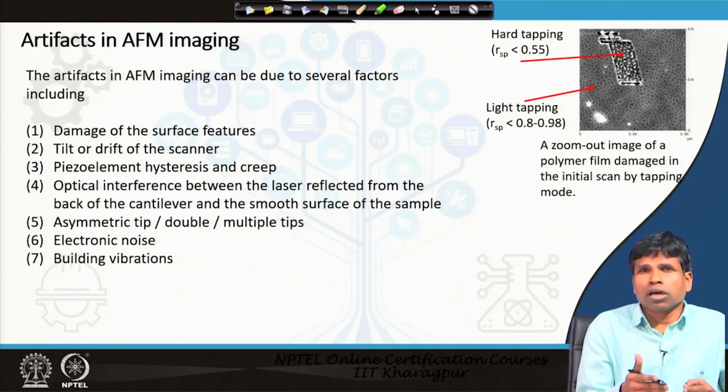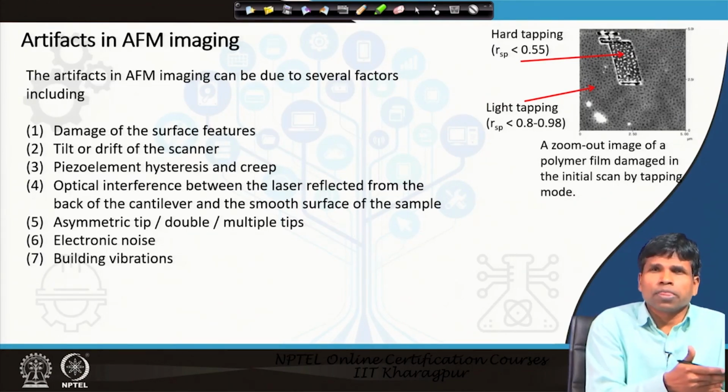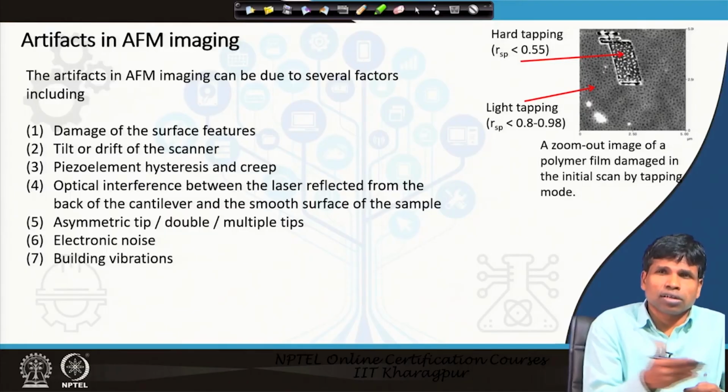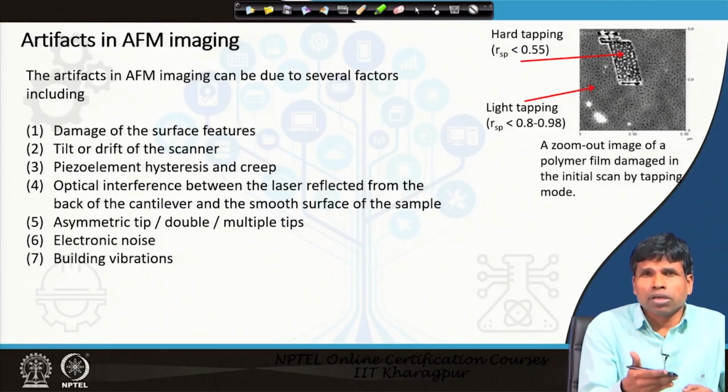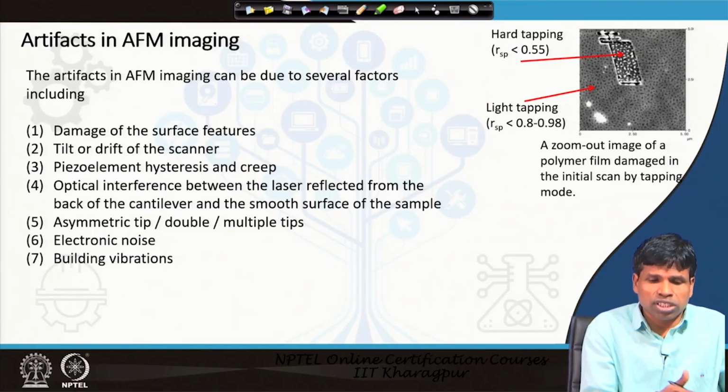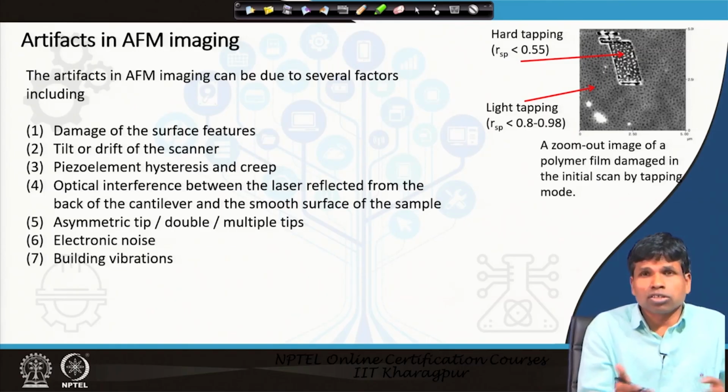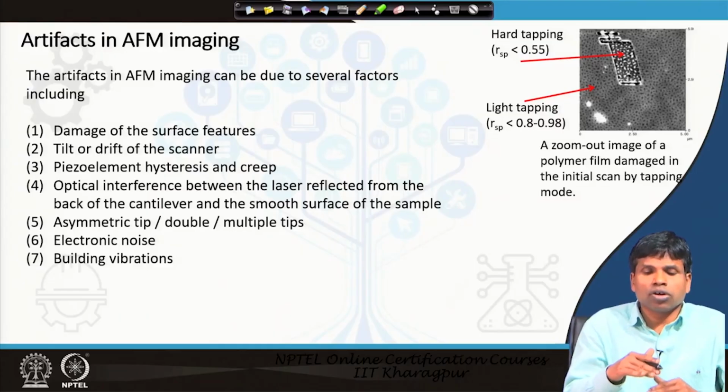And then creep, which we have also discussed, is a time dependent phenomenon. Once we apply a negative voltage, the piezo element will not retract all of a sudden. It is a time taking process, and that time delay produces the creep. Then optical interference, because optical interference also occurs between the laser light reflected from the back side of the cantilever, and also if the sample is smooth.